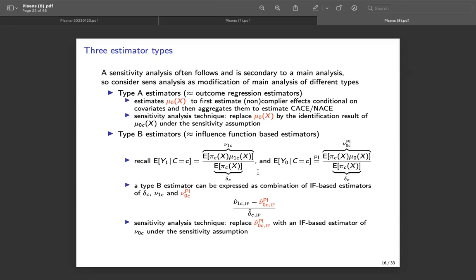The second type includes a specific type of influence function-based estimators. Although not all influence function-based estimators belong in this type.